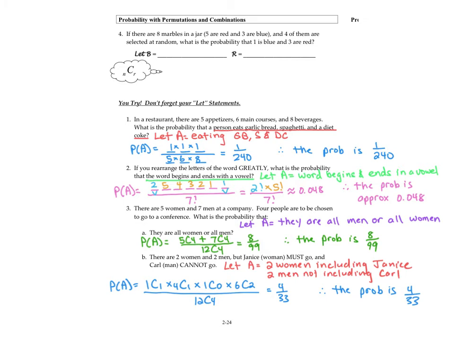All right, so we'll take these up now. To start with question 1. The question is asking what's the probability that a person eats garlic bread, spaghetti, and Diet Coke? So that's your let statement. So let A be eating garlic bread, spaghetti, and Diet Coke.